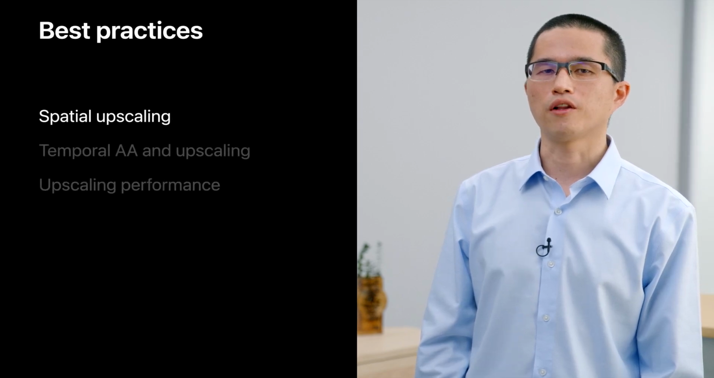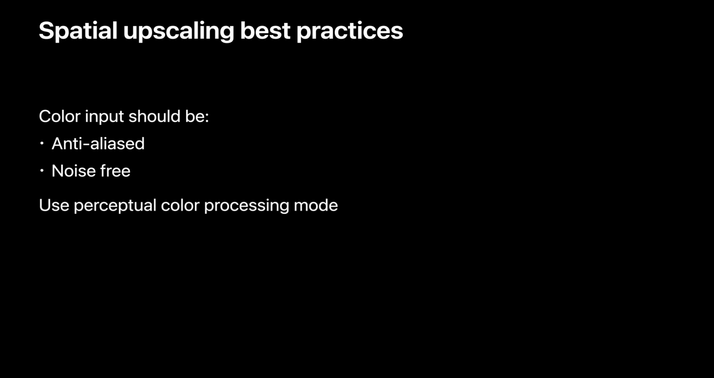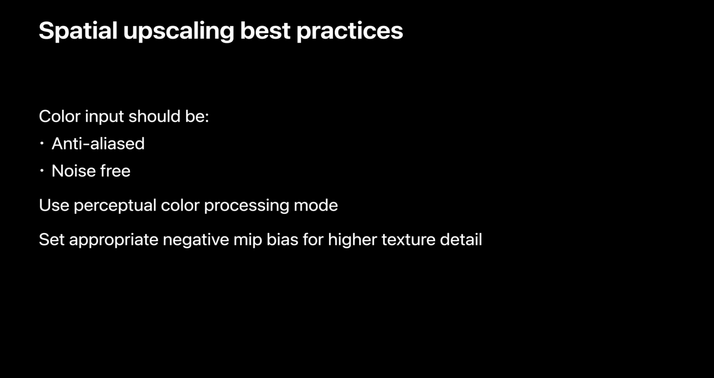Starting with spatial upscaling. For the best spatial upscaling quality, the color input should be anti-aliased and noise-free. This is because noise effects and aliased images prevent good edge determination, which will worsen the spatial upscaling quality. For the best performance, use the perceptual color processing mode. This means your input color should be tone mapped with values from 0 to 1 in the sRGB color space. And finally, set the appropriate negative mid bias for higher texture detail.